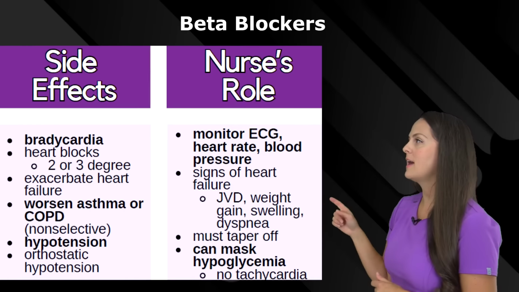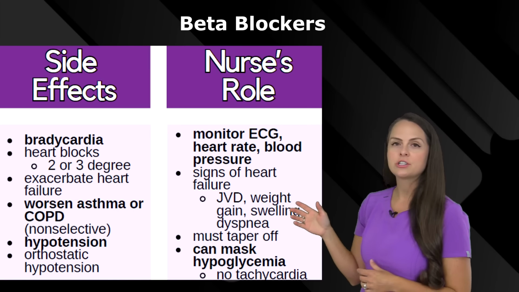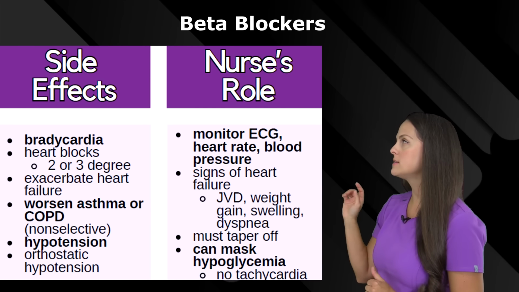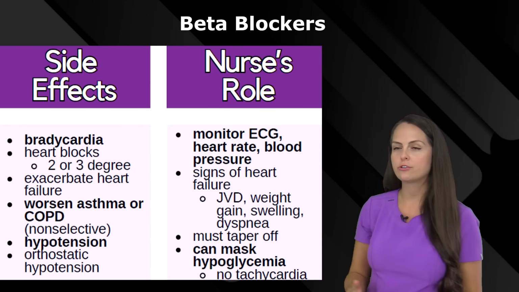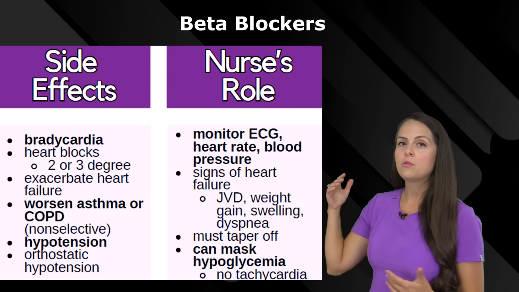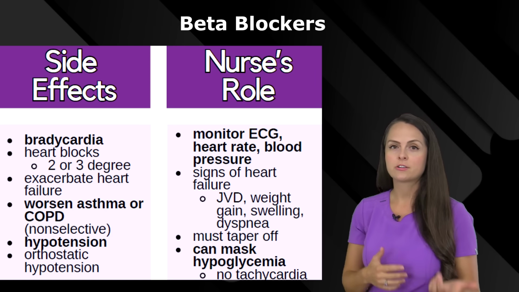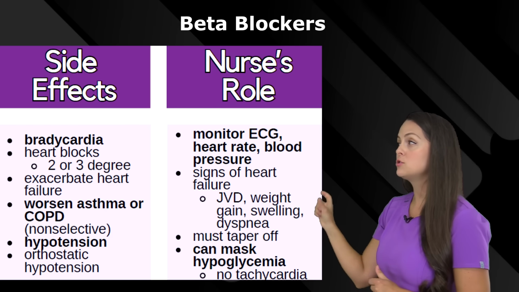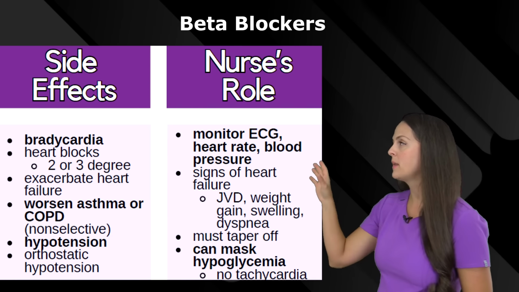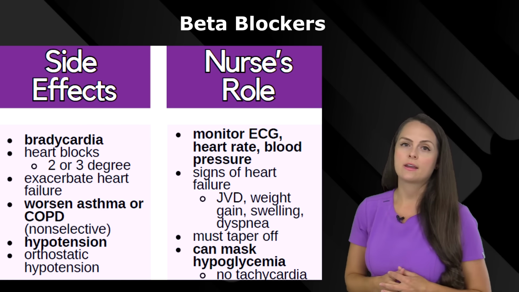But some side effects that can happen is that unfortunately we can slow the heart rate down way too low, leading to bradycardia. We can cause a heart block, like a second or third degree. We can exacerbate heart failure, or we can even worsen a patient's asthma or COPD. And this really happens with those non-selective beta blockers. So keep that in mind if your patient has that. And it can lead to orthostatic hypotension.